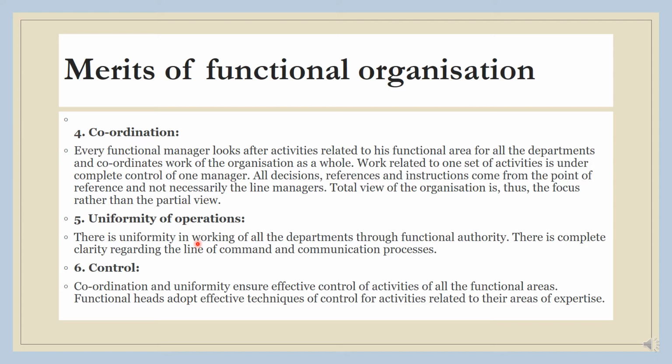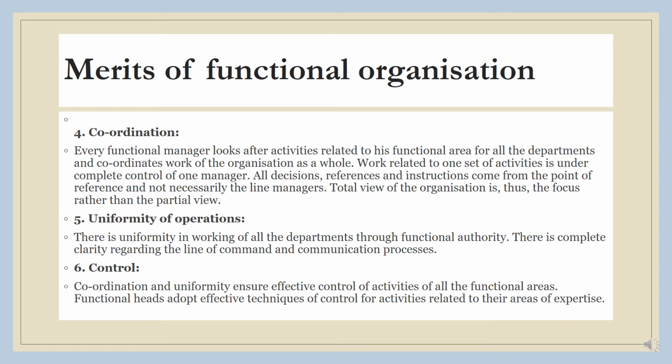So there is a lot of uniformity in working of all the departments through functional authority. So let us say if something has to be purchased, there is a uniform purchase for all the departments, maybe the stationery, maybe some other usable things. So people do not get that discriminating feeling that I do not have such kind of a chair. Though these are very petty things, everything becomes very uniform in operations when we go by the functional organizations.